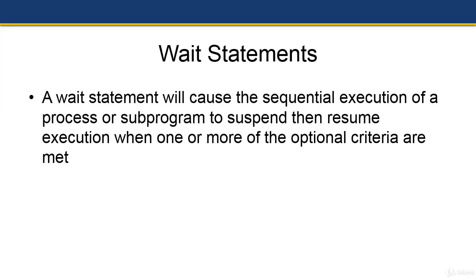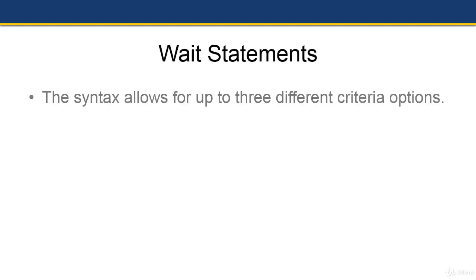A wait statement will cause the execution of a process or subprogram to suspend, then resume execution when one or more of the optional criteria are met. The wait statement can have up to 3 different criteria for waiting.